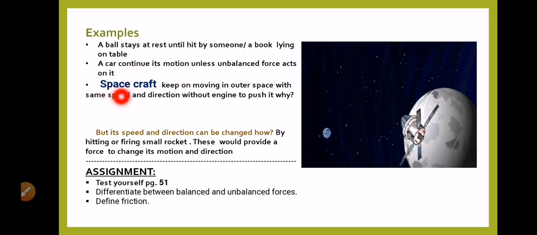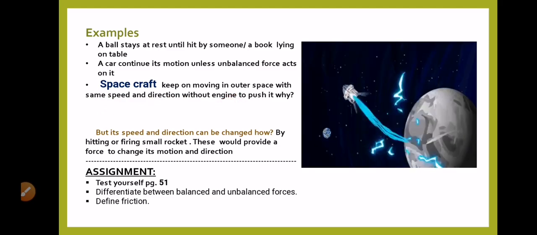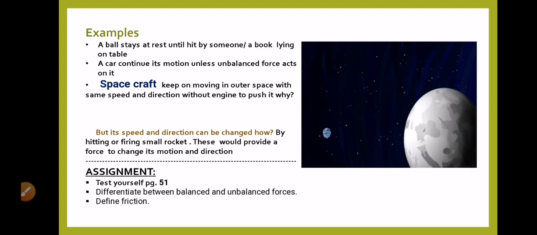Look at the example of a spacecraft. A spacecraft that moves in outer space continues its state with the same speed and direction, even without an engine. Why? Have a look at this. Why is this so? Without an engine it continues to work and stay with the same speed and even the same direction.